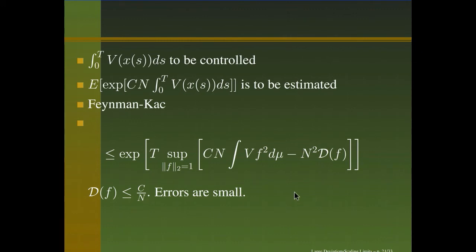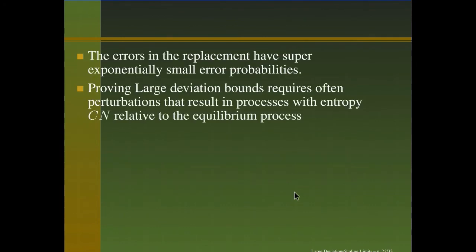And another place where we need this is when we make perturbations in proving large deviations. For establishing the lower bound, we often perturb the dynamics so that we reach the new process as a limit. So that requires, for the perturbation, the entropy to be of order n, and we want to show that when the entropy is of order n, the replacement lemma still holds.